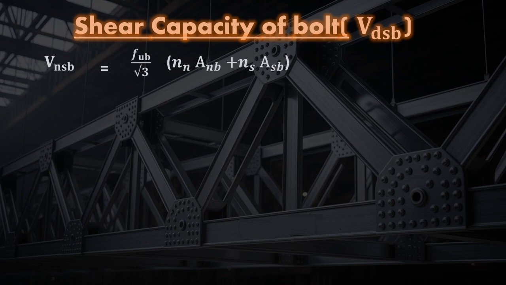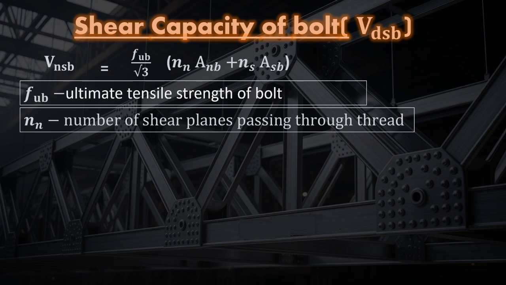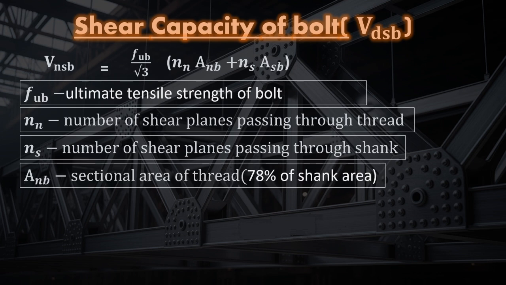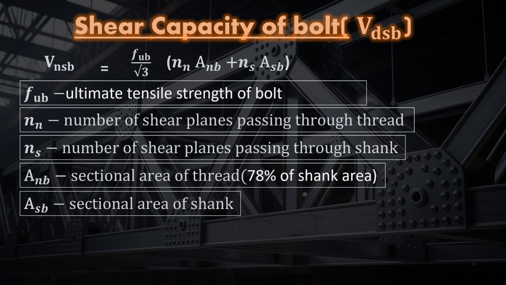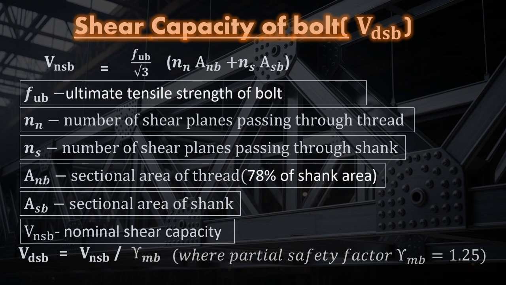VNSB = FUB / root 3 (NN ANB + NS ASB). FUB is ultimate tensile strength of bolt. NN is number of shear planes passing through thread. NS is number of shear planes passing through shank. ANB is sectional area of thread, 78% of shank area. ASB is sectional area of shank. VNSB is nominal shear capacity. VDSB equals VNSB by gamma MB.